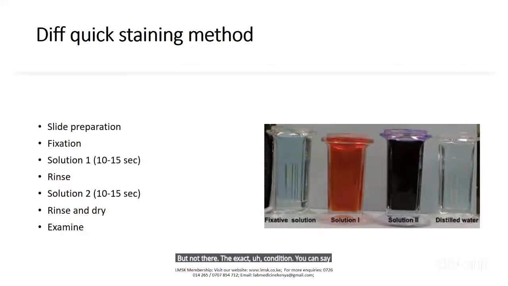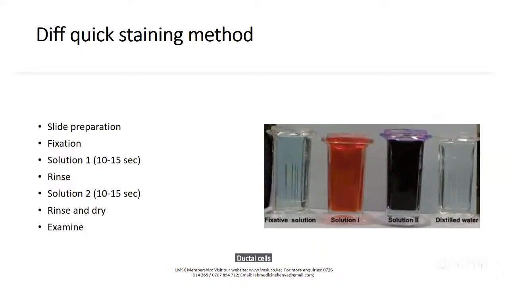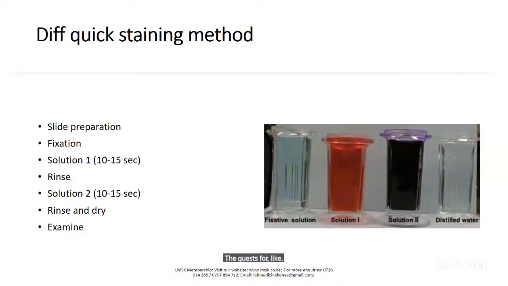You can say it's malignant, but not the exact type. For example, if it's a breast FNA, you do the diff quick, you will be able to see ductal cells that are malignant. You say these cells are not normal, they don't look benign, they are malignant. You'll tell the surgeon the cells are malignant, but you'll not be able to tell which type of cancer it is, whether it's invasive, in situ, medullary, or lobular. Just for guidance. Hope it helps.